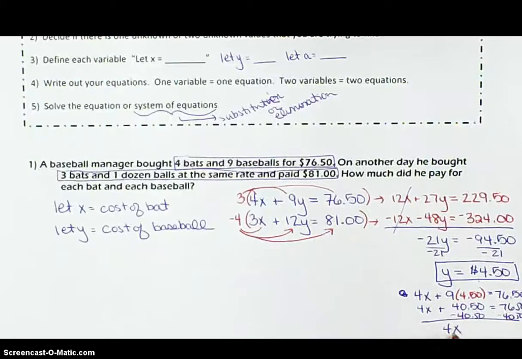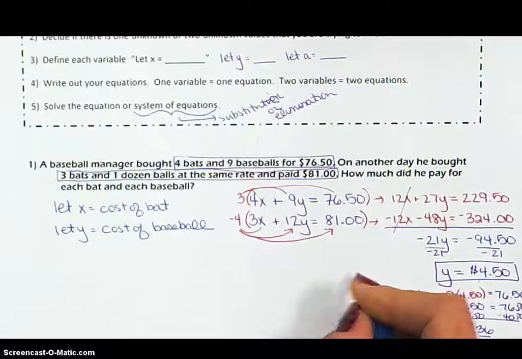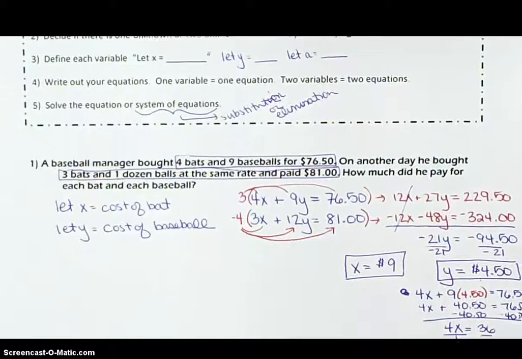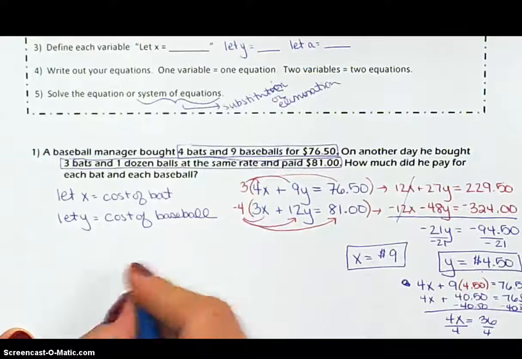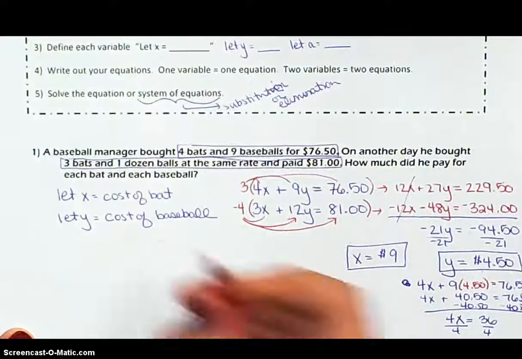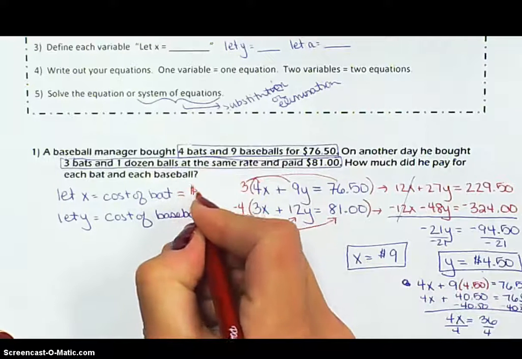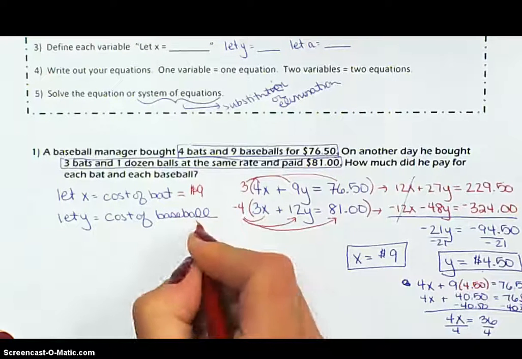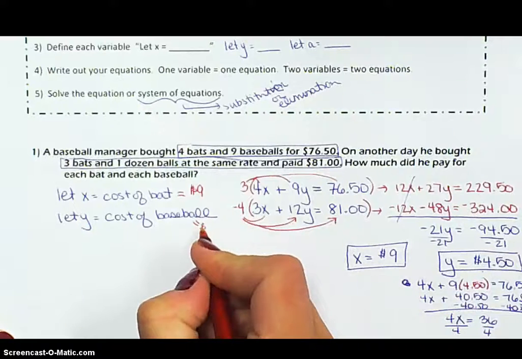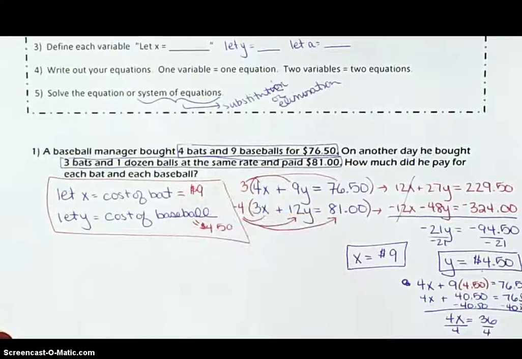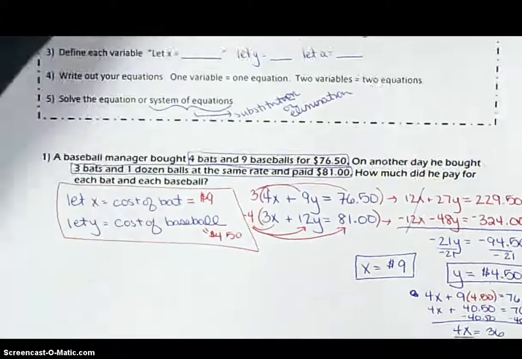So then we get 4x is equal to 36. Divide by 4, and we have x is equal to $9. Okay, so now we've just solved for our x and our y. So if I come back over here, I know the cost of each bat is $9. I'm going to put this back in my let statements to make sure that we actually solved for both. And the cost of each baseball we found was $4.50. So there we have our final answers. Okay, so now that we did one, let's go down and try another one.